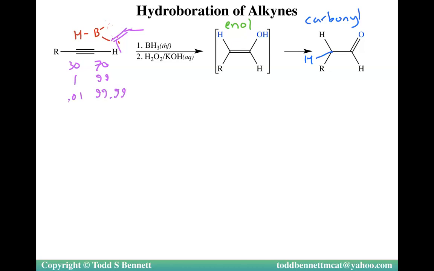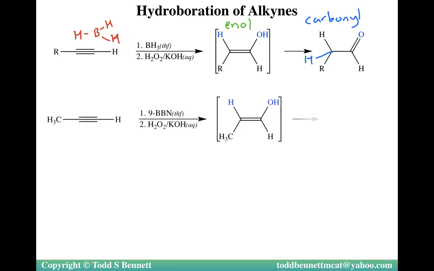So in the end, we're averaging out to get about 90% here, 10% here, which is still pretty good. But why waste these two steps when you can have something like this? And so what we actually use, let me erase everything. What we actually use is something called 9-BBN, where N is no name, meaning it's a large cyclic system. I'll draw it at the tail end. But it's a bicyclic compound. It's very large, and it has a boron in it.